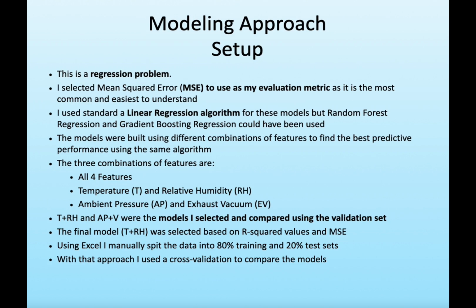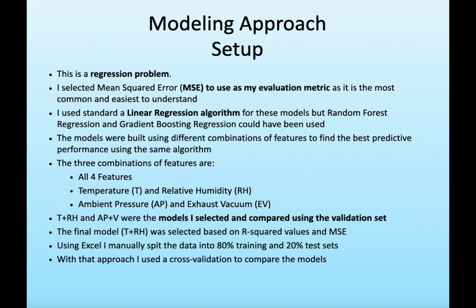So, setting up the model. This is a regression problem. It's fairly easy when you look at the data. I selected mean squared error to use as my evaluation metric as it's the most common and it's the easiest to understand. I used a linear regression algorithm for these models, but random forest regression could work and gradient boosting regression could have worked as well, but I wanted to pick one of the 3. The models were built using different combinations of features to find the best predictive performance using the same algorithm. And this way I can have one algorithm for the 3 of them and compare them together as opposed to getting more esoteric math on it.